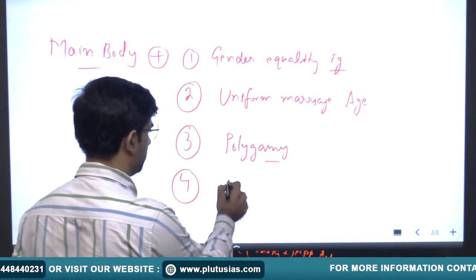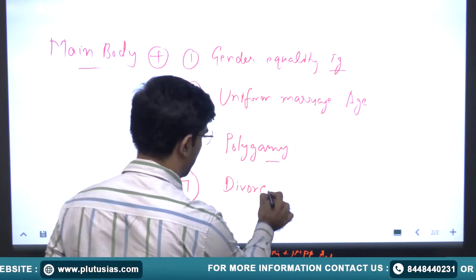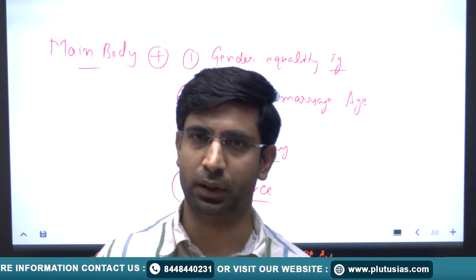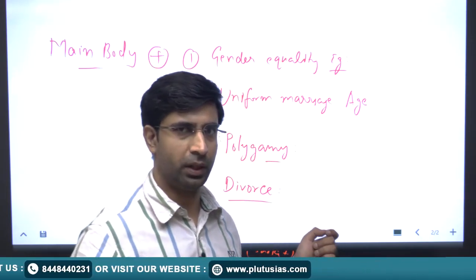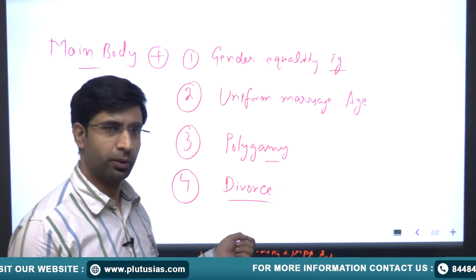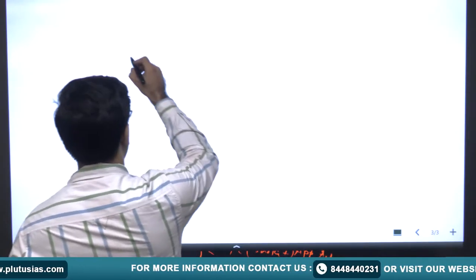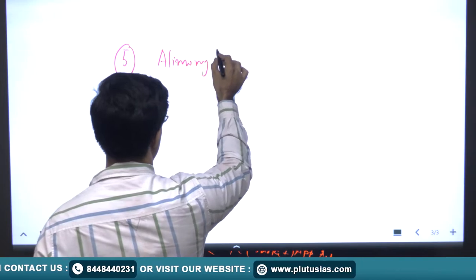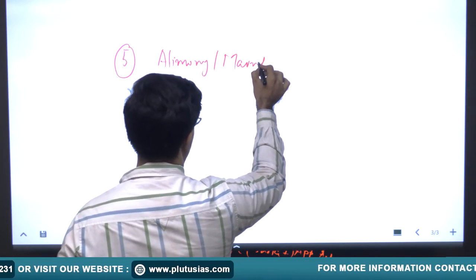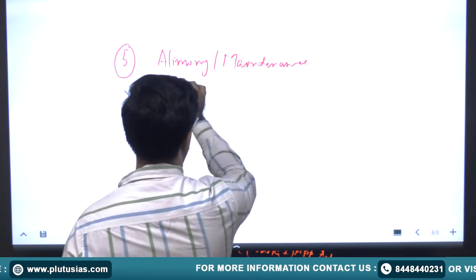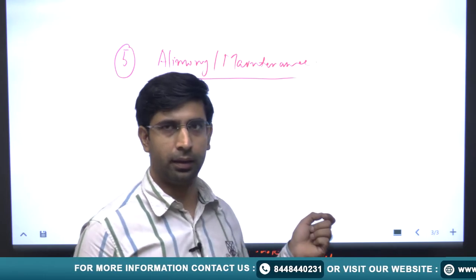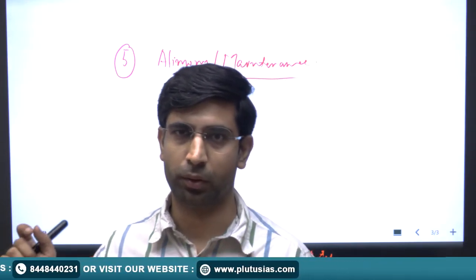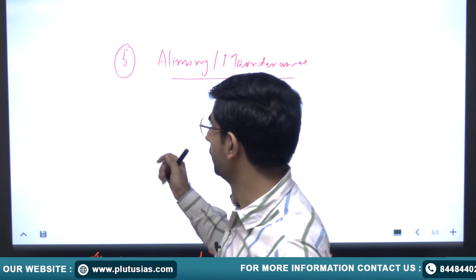Then you can have the divorce process. As we know, the grounds and methods of divorce are different for different communities, and this sometimes creates injustice for women. So there is a strong need for uniformity in the grounds and the methods for divorce. And the fifth benefit of the uniform civil code is alimony or maintenance. As we know, in the Shah Bano case, she faced difficulty in getting alimony after divorce. So there is a need for a uniform code which will provide alimony or maintenance rights for every woman irrespective of religion.